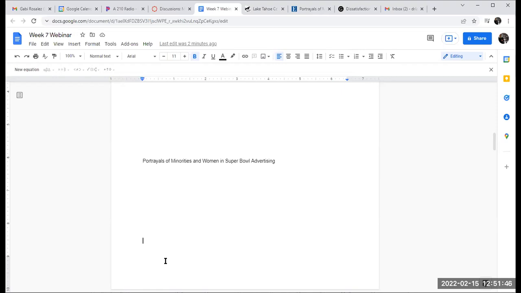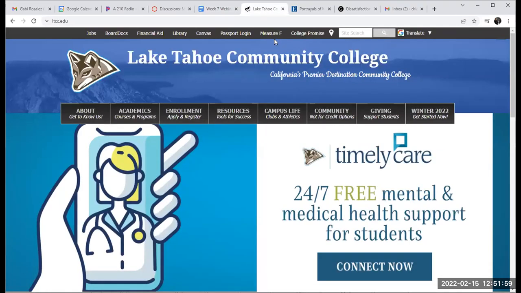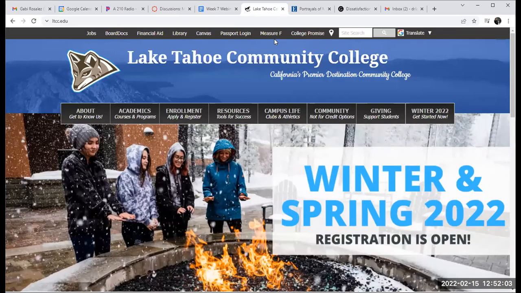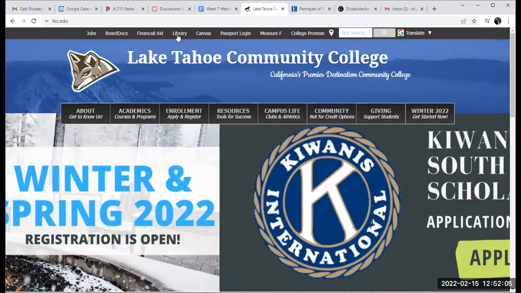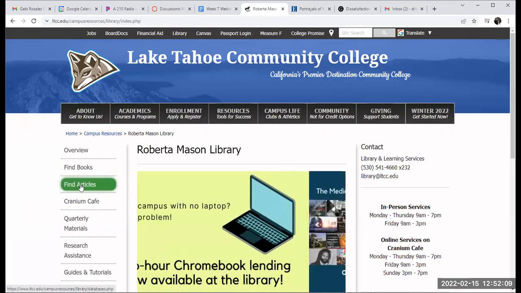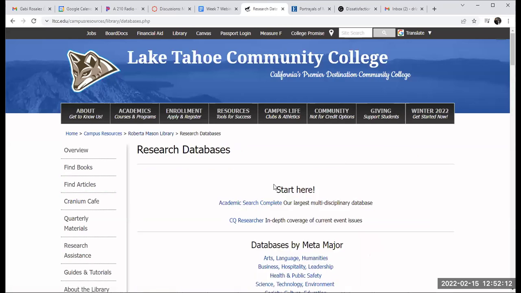So that's how it works, which means that you're not going to just be able to go to Gallup or Pew. Those are not peer-reviewed. So let me show you how you can do it. Okay, you are going to go to Lake Tahoe Community College's page. There's other things you could do, but this is the safest. You're going to go to library. You're going to go to find articles. If you're on campus, you just do that. And then you're going to hit academic search complete.